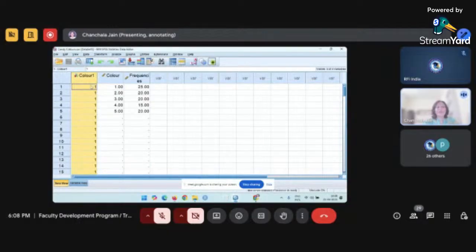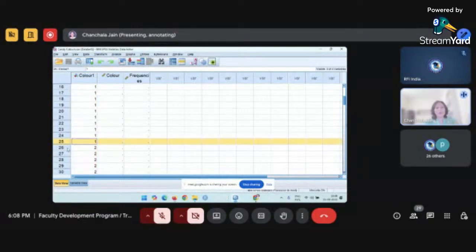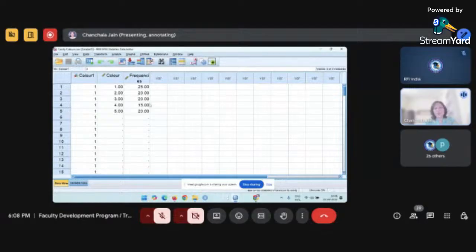25 times I have written 1. You can go and see, till 25 you will get 1. Right? Then 2 starts. So 2 will come 20 times. So next 20 times, means till 45, you will get the 2. And then 3 will start. So the meaning is that this is the frequency distribution form of the data, and I have mentioned only the individual data. Is it clear?